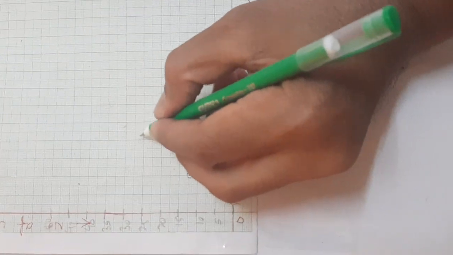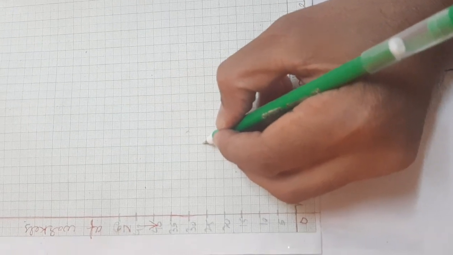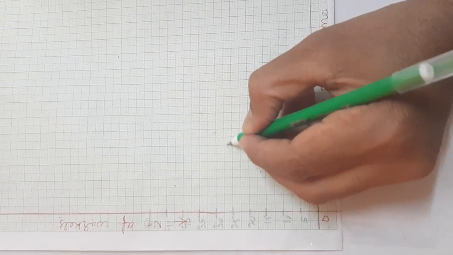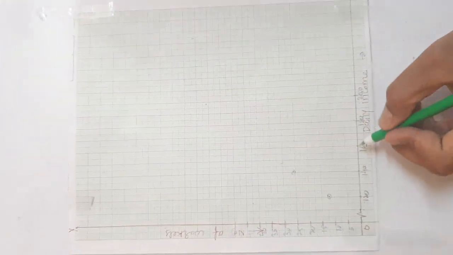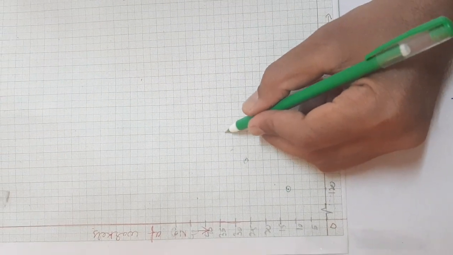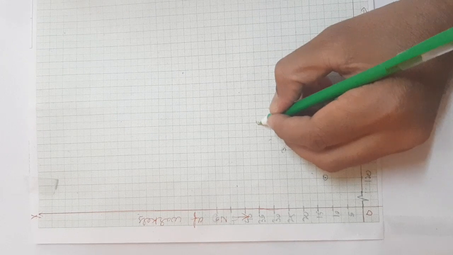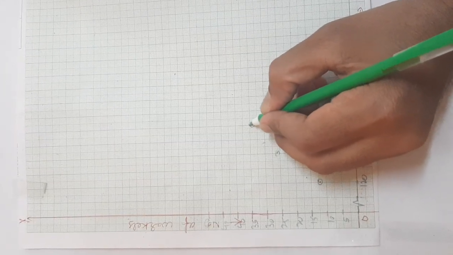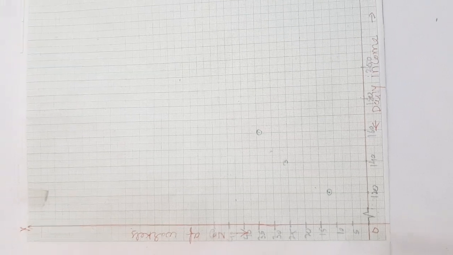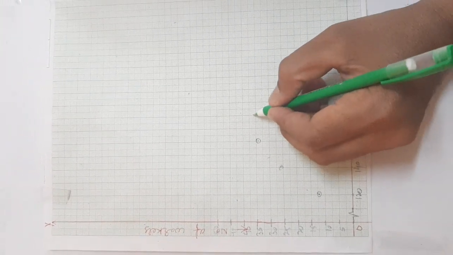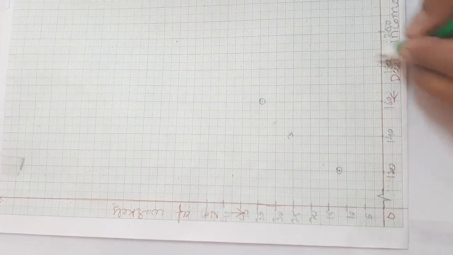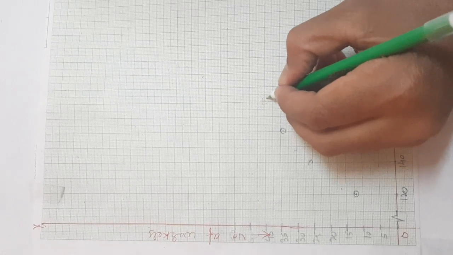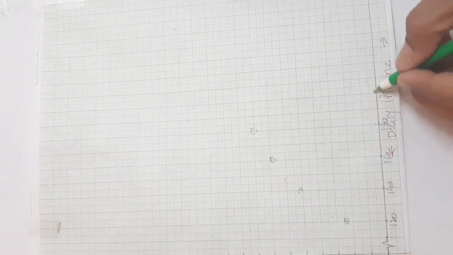Second is 140, 26. This is 25. After 2 blocks, it will be 26. Then third is 160, 34. This is 160, and this is 2 small blocks less than 35, which is 34. Then next is 180, 40. You can see here, this is 40. And last is 200, 50.